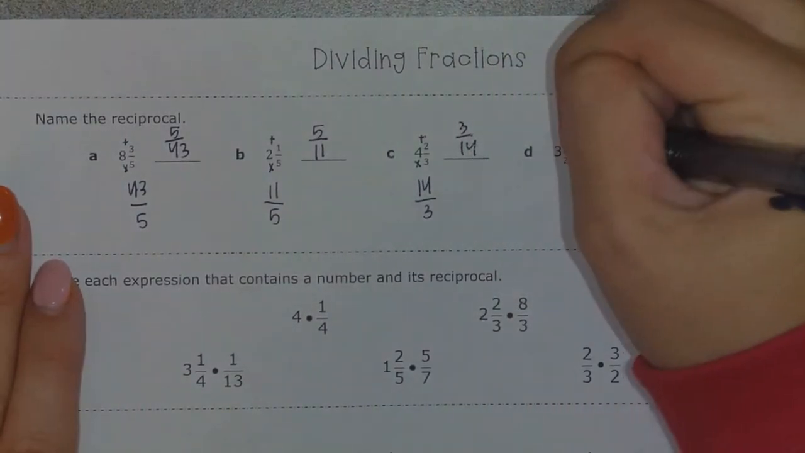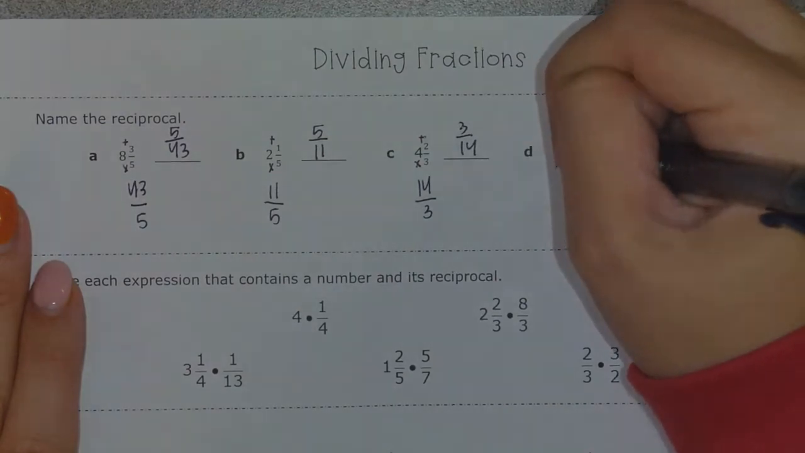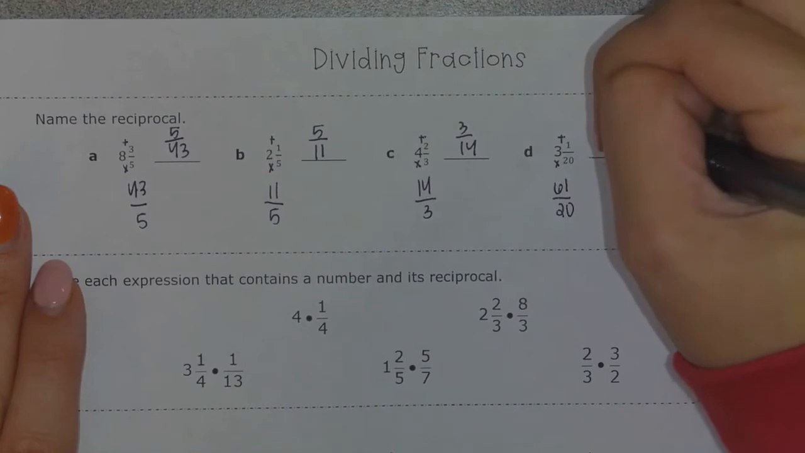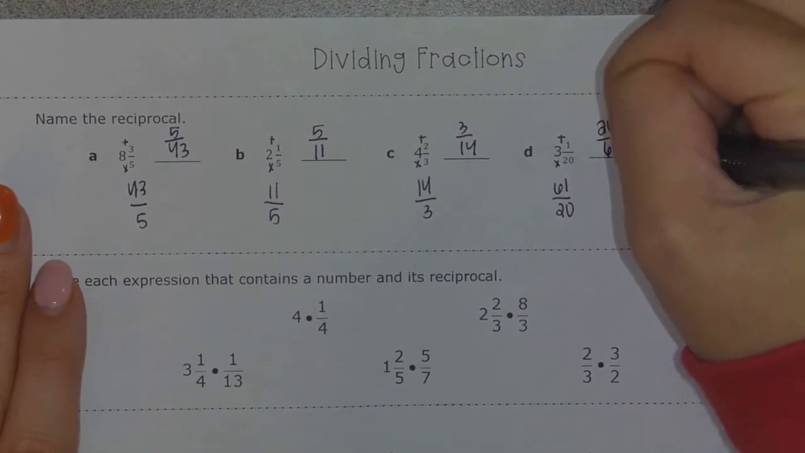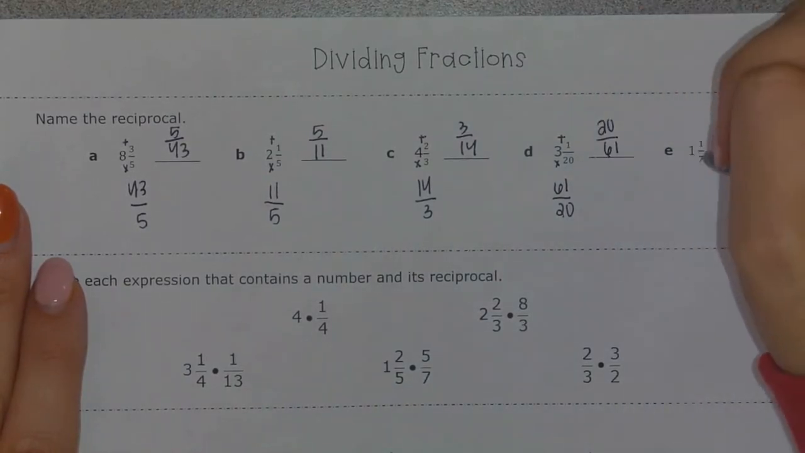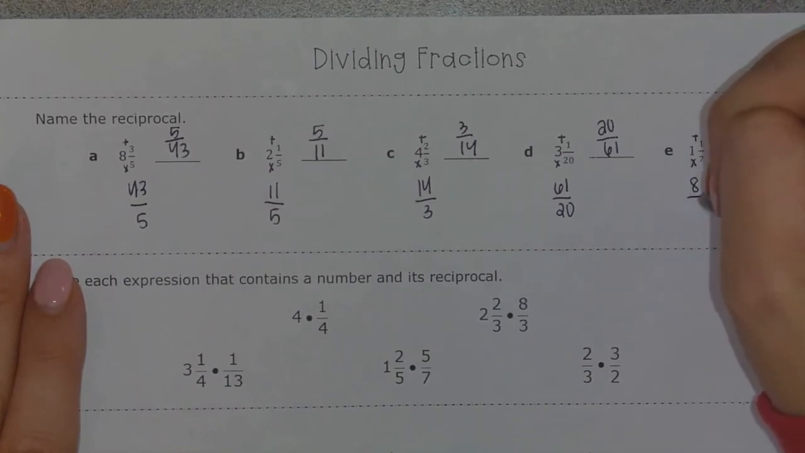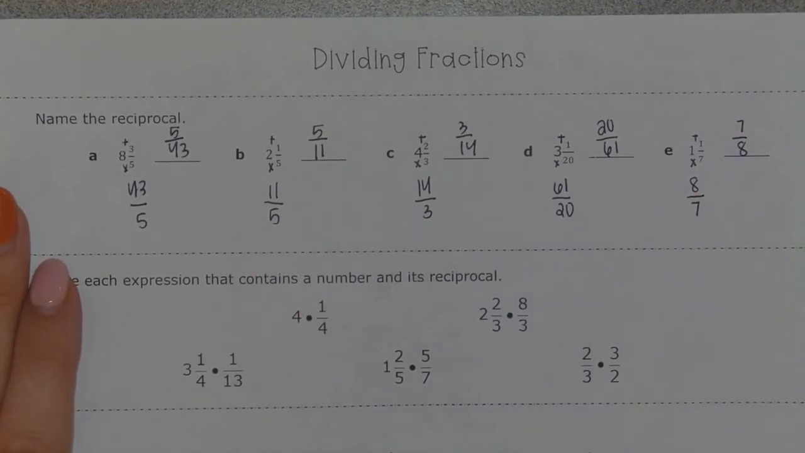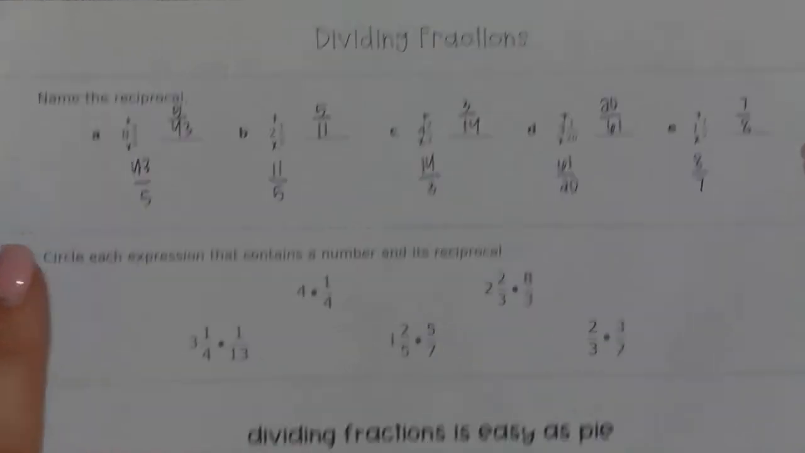3 and 1/20. 3 times 20 gives me 60, plus 1 more gives me 61 over 20. Flipped, that would be 20 over 61. And then 7 times 1 would give me 7, plus 1 more would give me 8 over 7. So the reciprocal would be 7/8. Okay, so same concept, we just have to do that Texas two-step first.